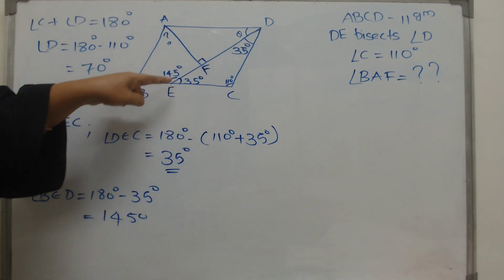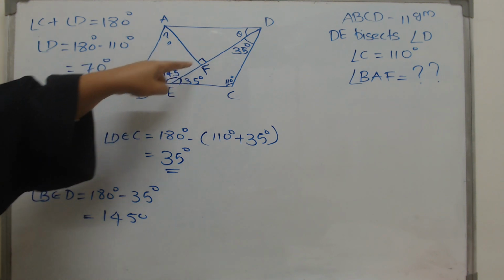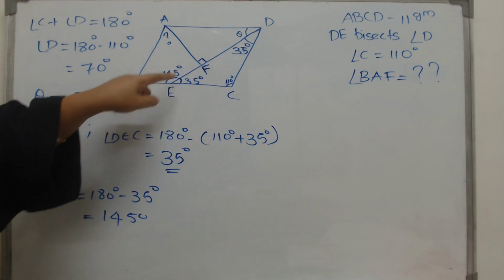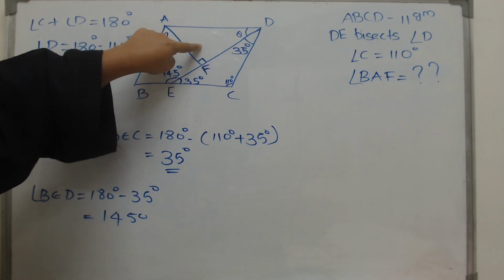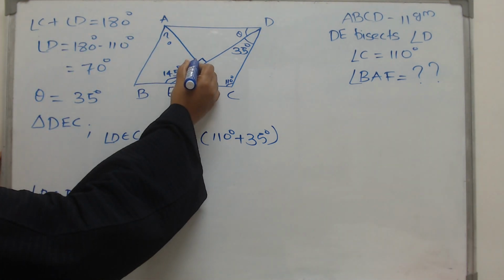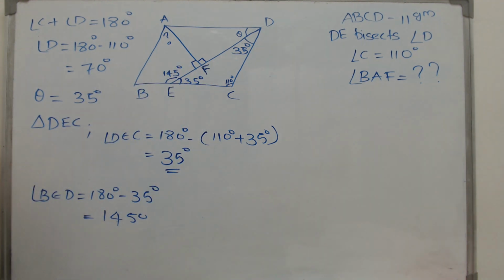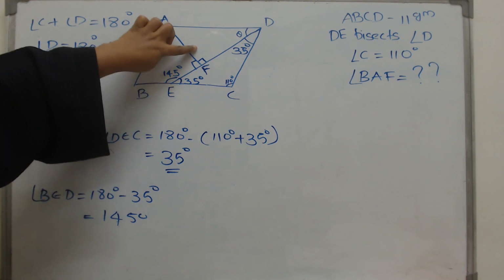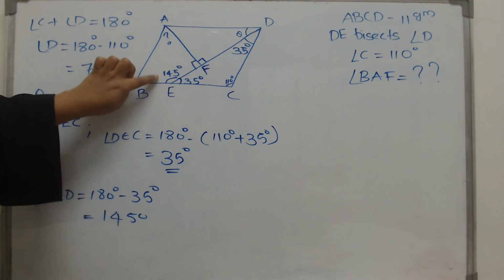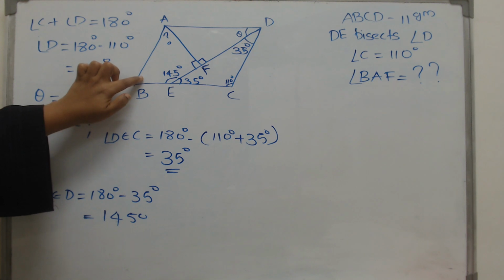Again, you have a straight line here, which means what? It makes 180 degrees. What you see here will be a linear pair. And 90 degrees here means what? Again, a 90 degrees here. So for this quadrilateral ABEF, we have got two angles. What about the third angle?